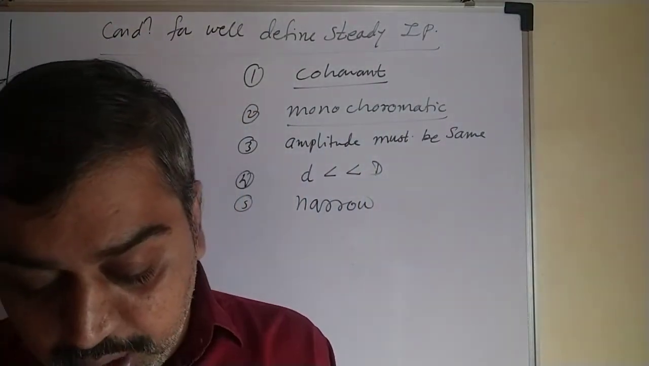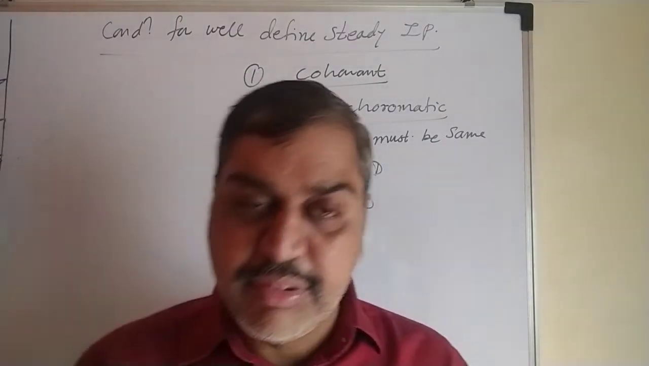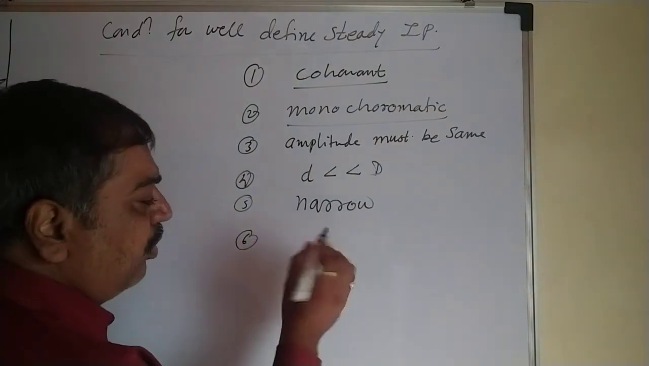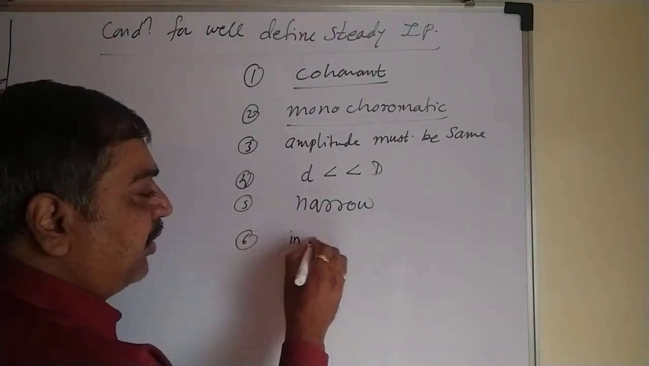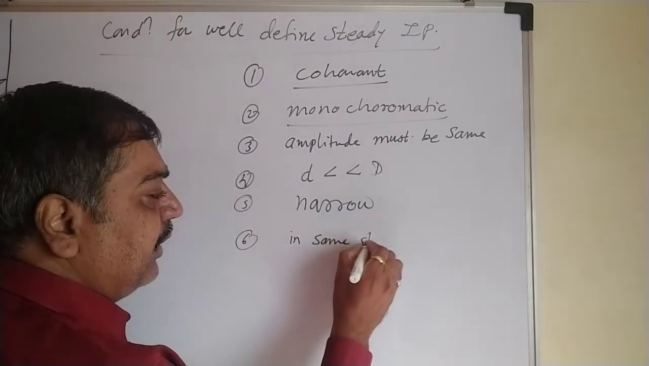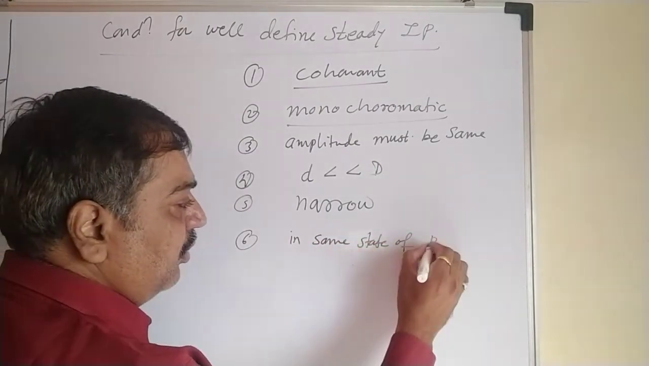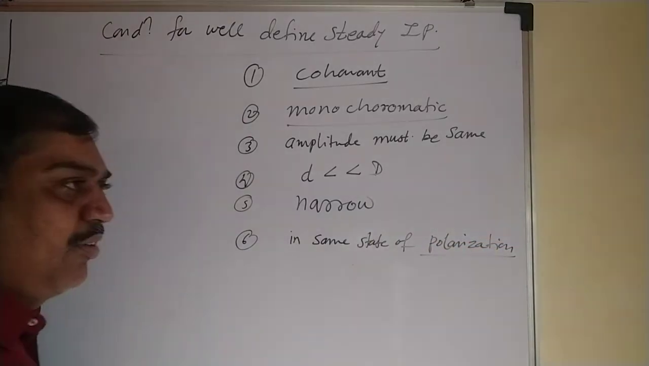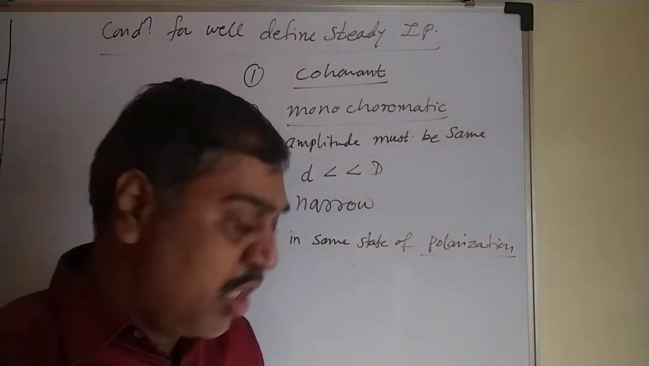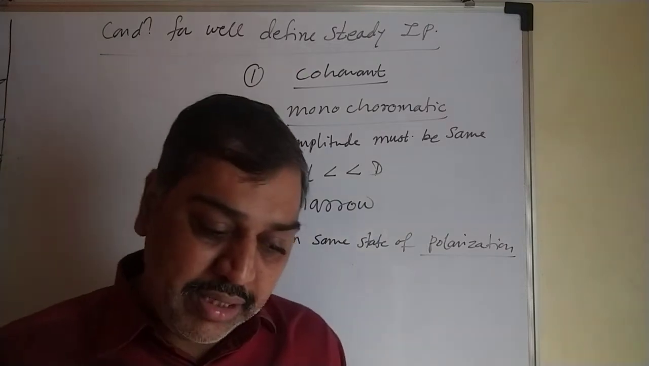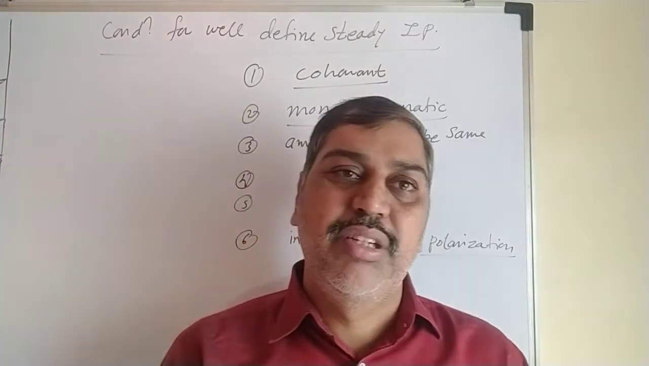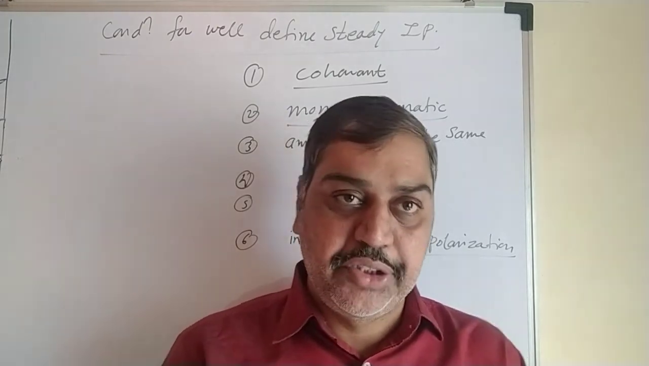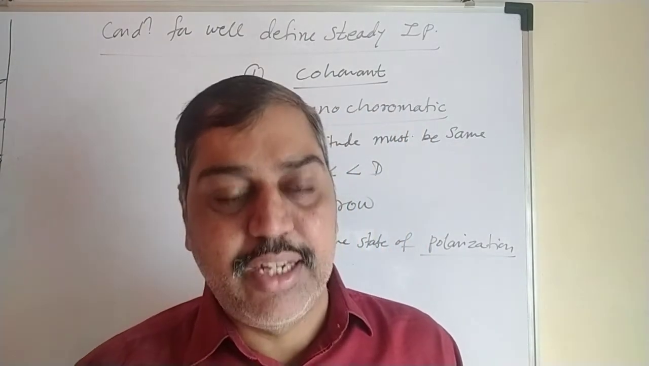The last one: the two waves should be in the same state of polarization. It's a simple thing, the two sources in the same state of polarization. Now this point is very important, but it is not related to interference that much. This year the polarization topic has been skipped, but polarization means what? The vibration of light in a certain unique direction. A restriction on light vibration to a certain direction is said to be polarization.